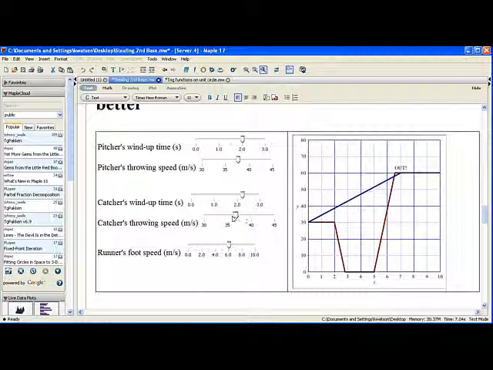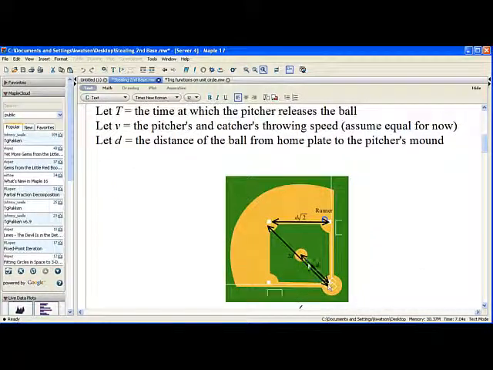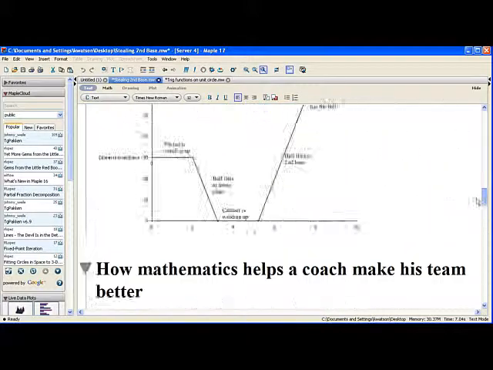And I would ask kids at this point, why does the catcher's speed matter more than the pitcher's? And I'm hoping that the kids will figure out that the catcher has a farther distance to throw than the pitcher does. So the catcher is trying to throw a ball across a distance of 2D, whereas the pitcher only has to cover 1D, so there's more potential time savings here if the catcher can throw fast.